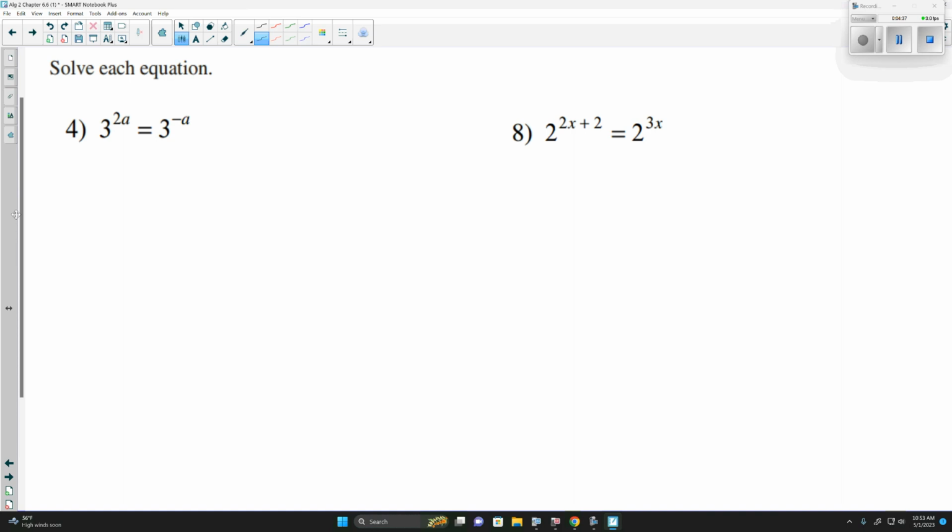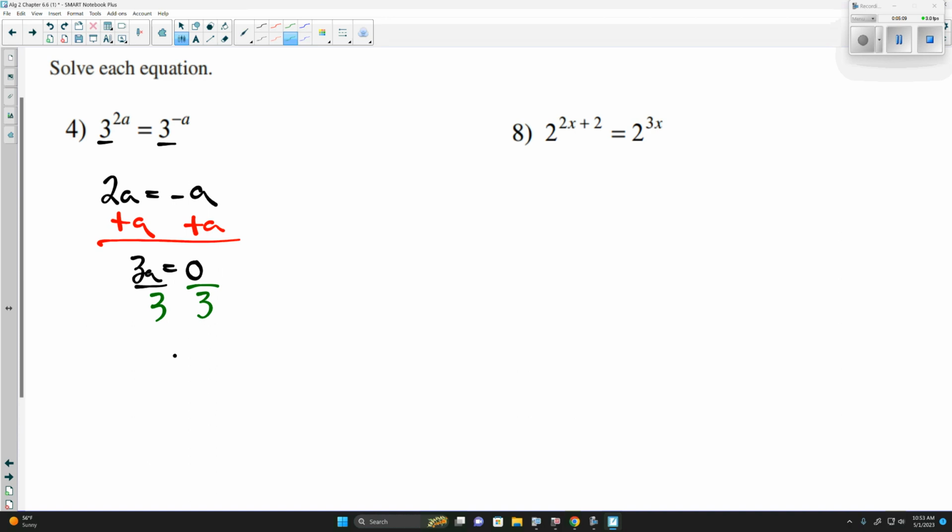So the next one we have is 3 to the 2a is equal to 3 to the negative a. Since the bases are the same, the exponents have to be also. So that's telling us here that 2a is going to equal negative a. And at this point here, we can solve for the value of a by adding a to both sides, telling us that 3a is equal to 0. At this point here, we'll divide both sides by 3, telling us a is 0.